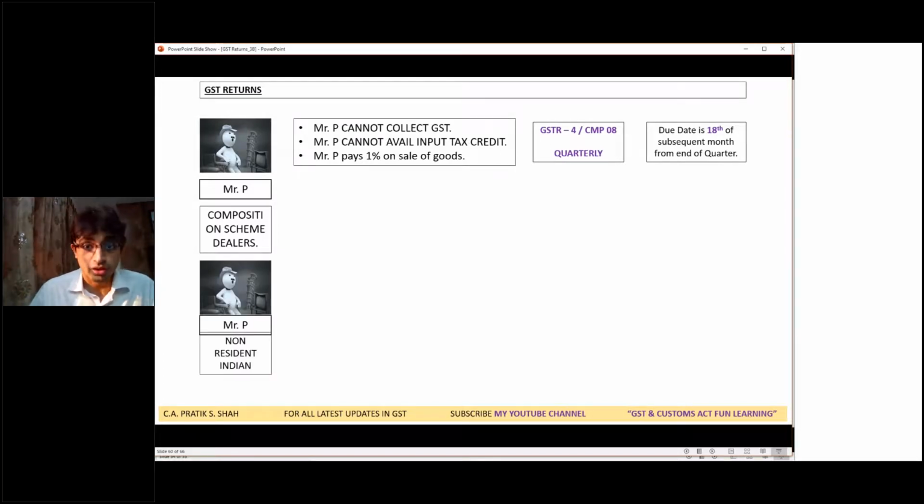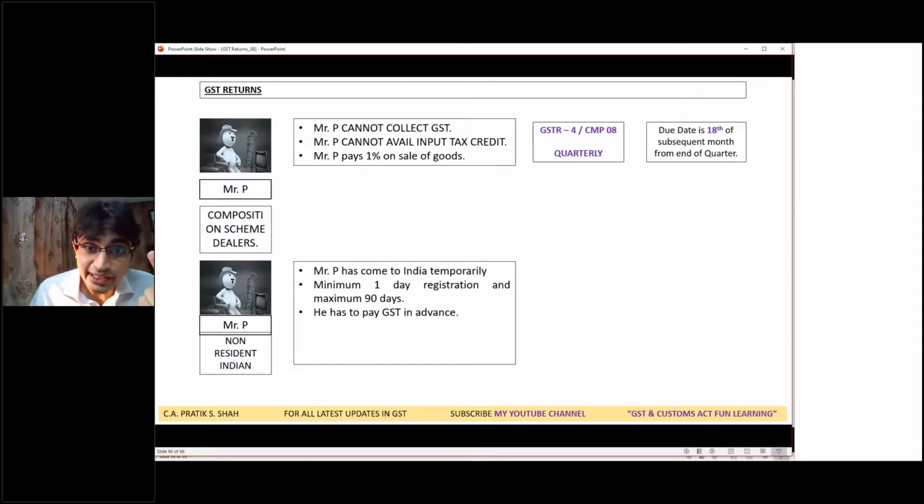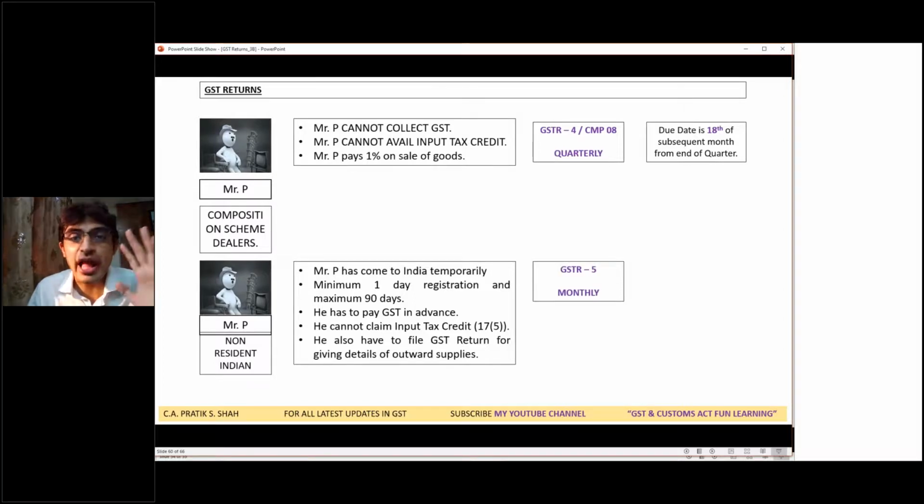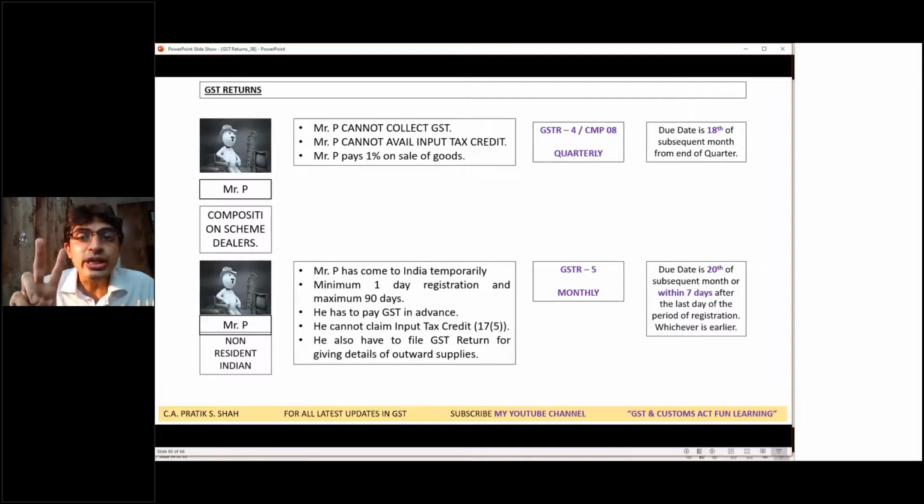Next, NRIs. They are required to compulsorily take registration. Also they will not get input tax credit. Minimum 1 day they will get. Maximum 90 days registration they will get. For NRI, there is a separate return, GSTR5. Which is the return? GSTR5. Due date is 20th of the subsequent month.